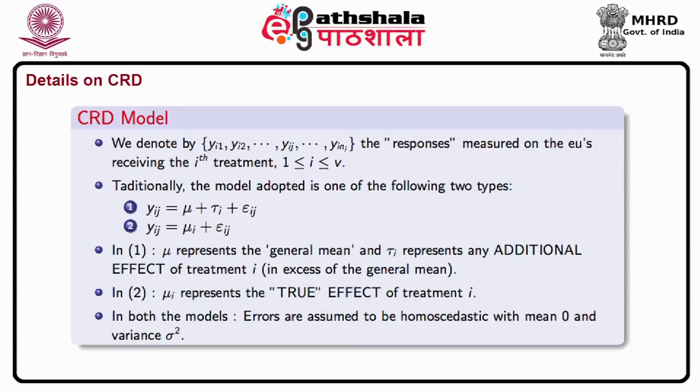of the general term. So that's why this tau i could go either way. If it is more efficient, much more than the average, tau i could be positive. If it is less than the average, then it will be negative. Tau i can go both ways. So for 2, mu i represents the true effect of treatment i. And in both the models, errors are assumed to be homoscedastic with mean 0 and variance sigma square.